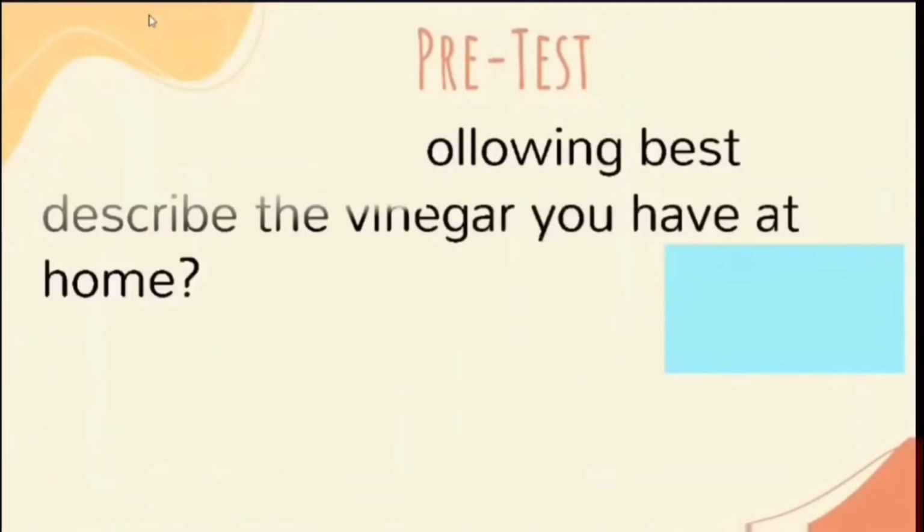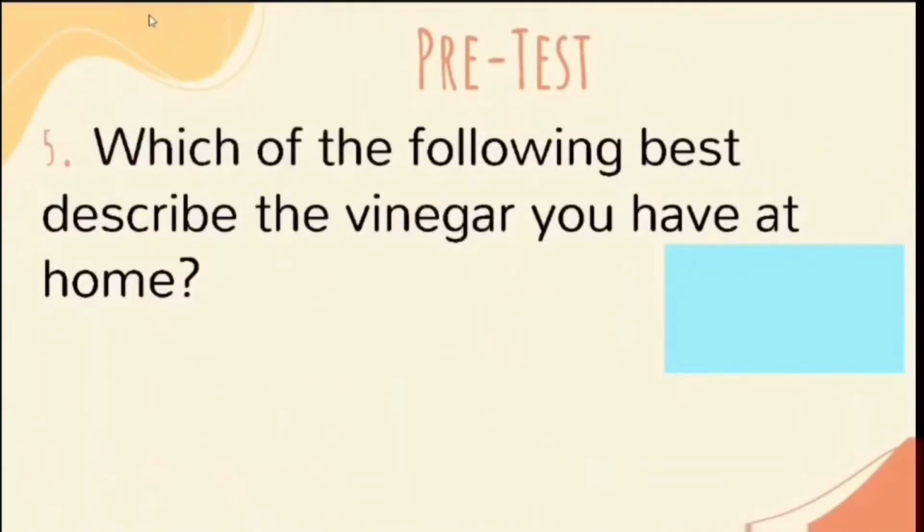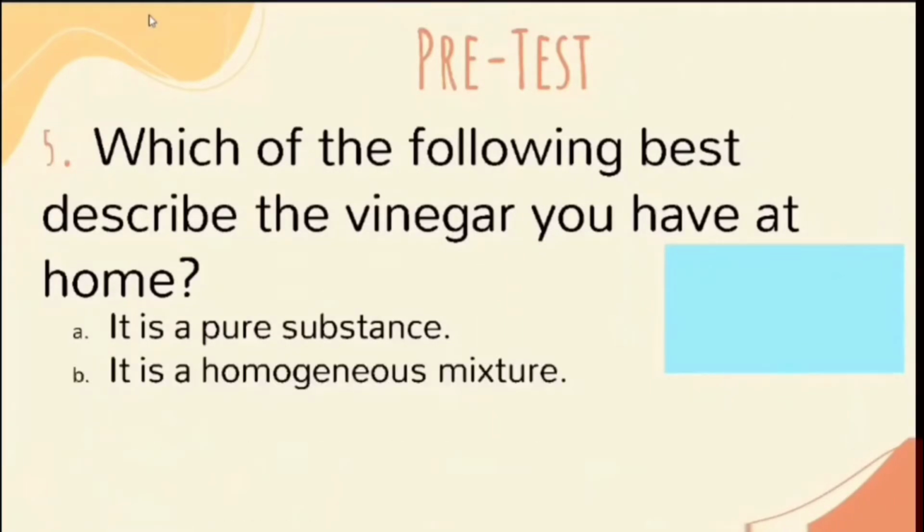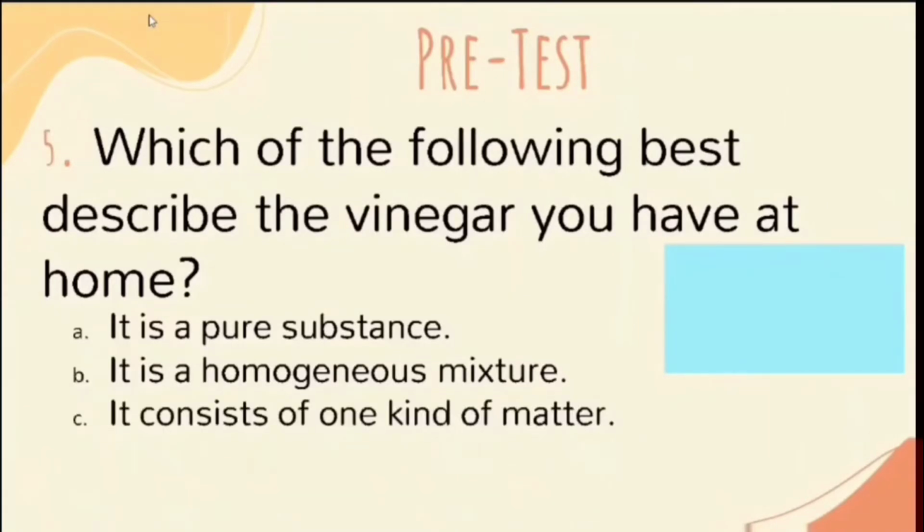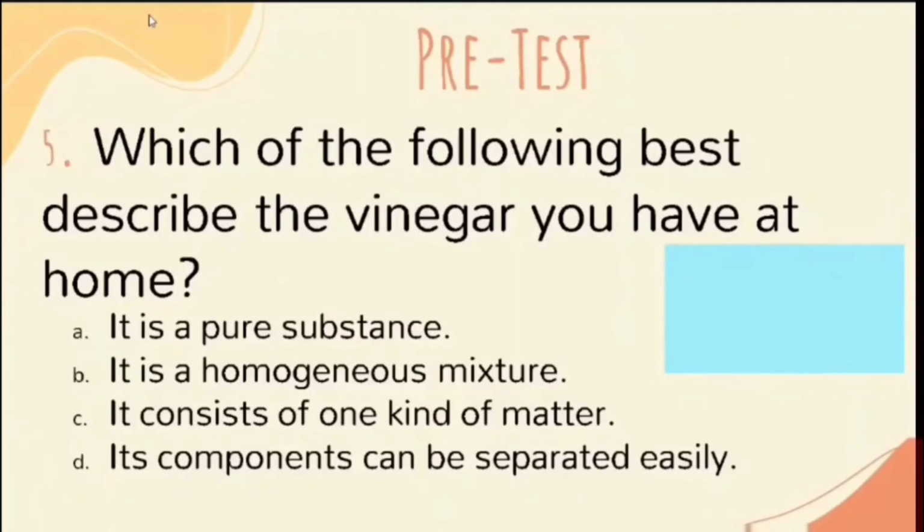Number 5. Which of the following best describes the vinegar you used at home? A. It is a pure substance. B. It is a homogeneous mixture. C. It consists of one kind of matter. And D. Its components can be separated easily.